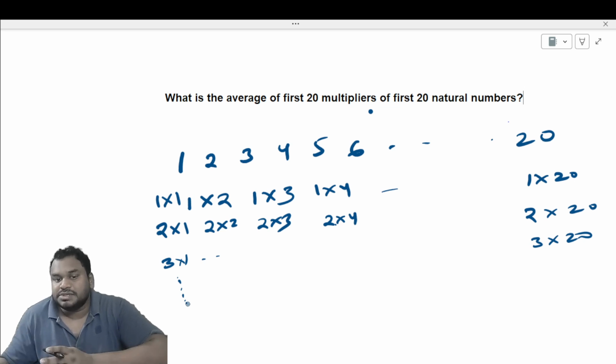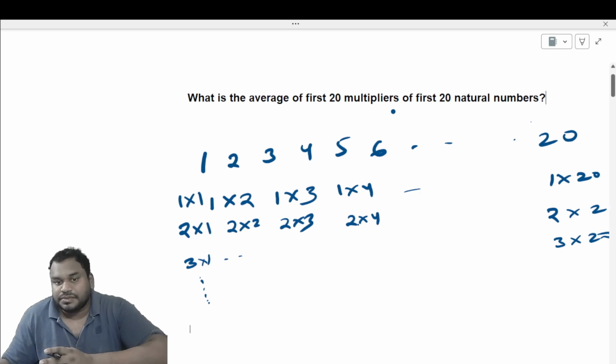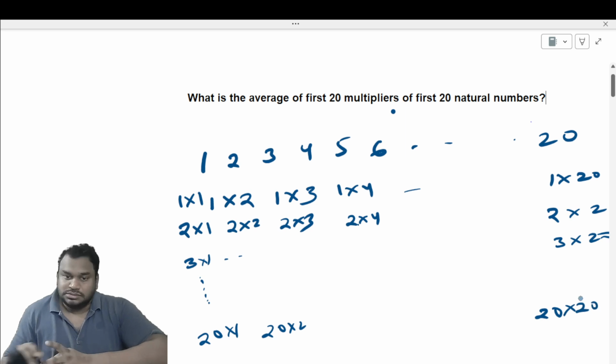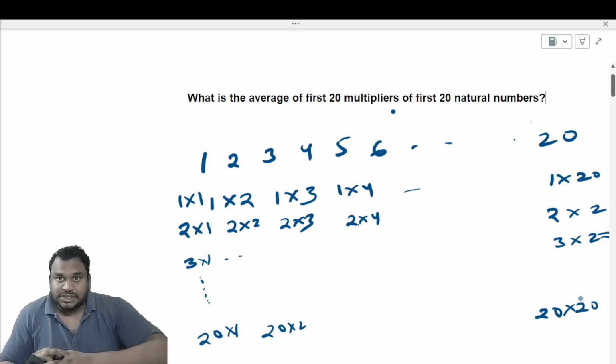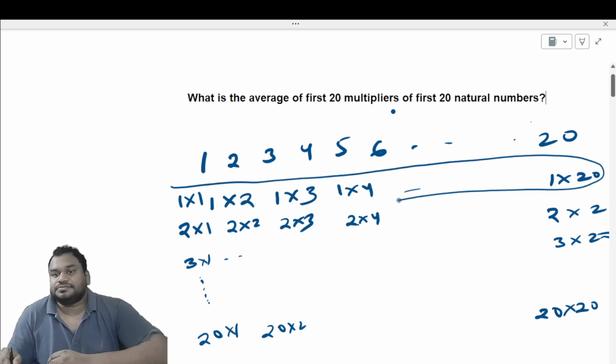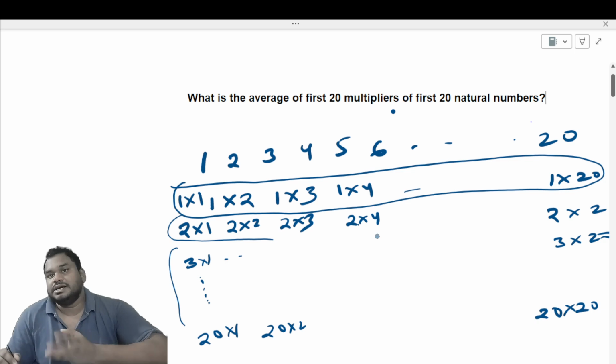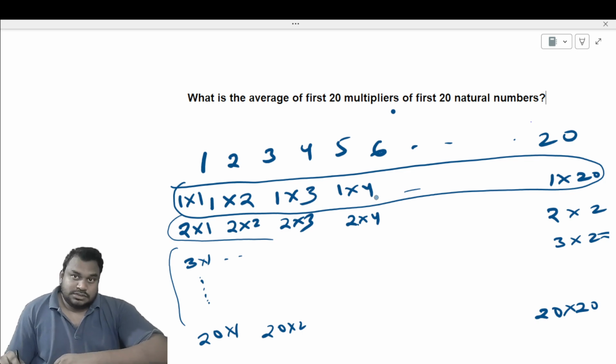So till 20 numbers means, see, if you come to the 20th number, 20 into 1, 20 into 2, like that, 20 into 20. See, their average means you have to add all of these 20 results, and again these 20, like that. Everything should be added and divided by the number of terms you have. Okay. It is a little lengthy, but you can apply one formula here.